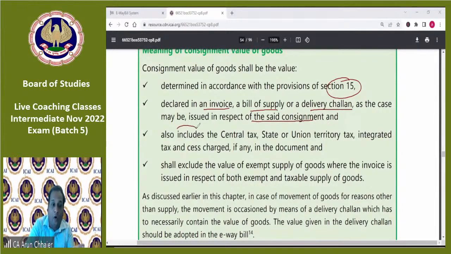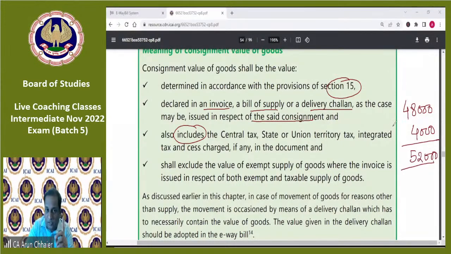Okay. Now please note, is it inclusive of tax or exclusive of tax? Let's say my taxable value is 48,000 and GST, hypothetically I'm assuming, is 4,000. The value is 52,000. Which value is considered for the purpose of the e-waybill? Is it the taxable value or the invoice value? The answer is the invoice value including taxes. So if this is the consignment, we need to generate the e-waybill.